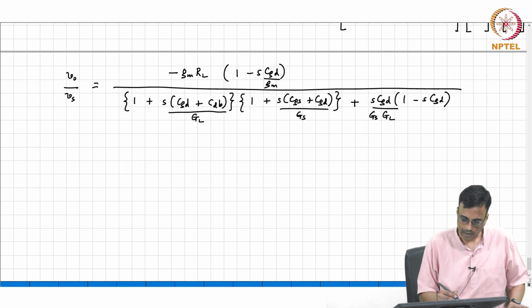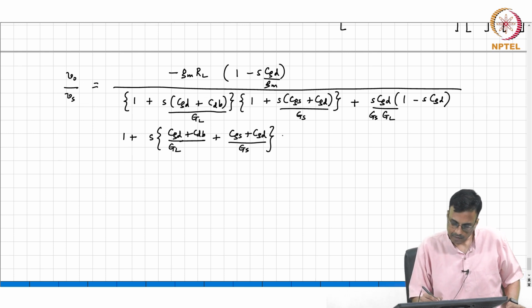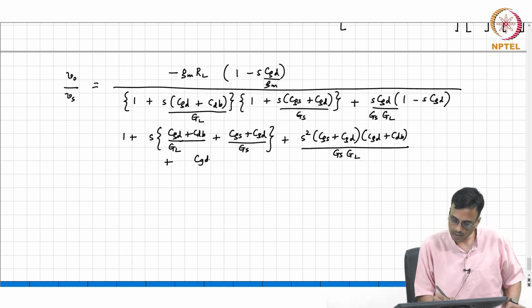So, now let us simplify this stuff. So, this becomes 1 plus S times CGD by GL, CGD plus CDB times GL plus CGS plus CGD by GS, correct, plus S square times CGS plus CGD times CGD plus CDB over GSGL plus, I am going to collect the S terms here, plus CGD over GSGL. Sorry, have I missed something?